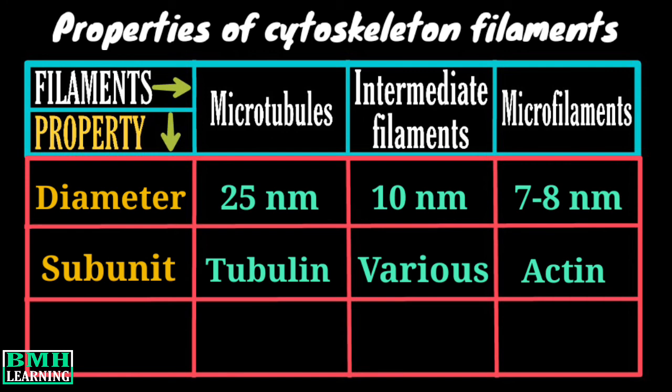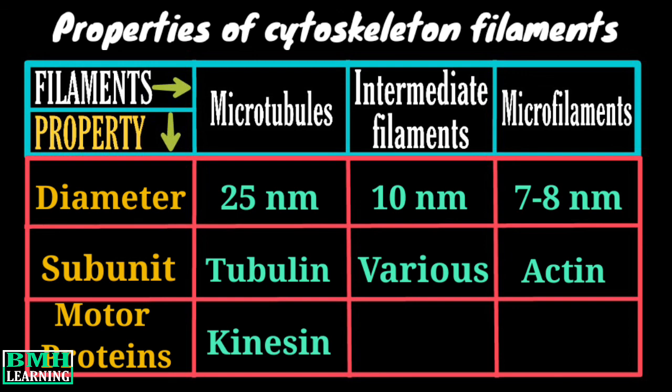Now there is a very special feature of these filaments. They serve as tracks for ATP-powered motor proteins. Microtubules have kinesins. The microfilaments use myosin, okay? But these intermediate filaments, they do not share any motor proteins.